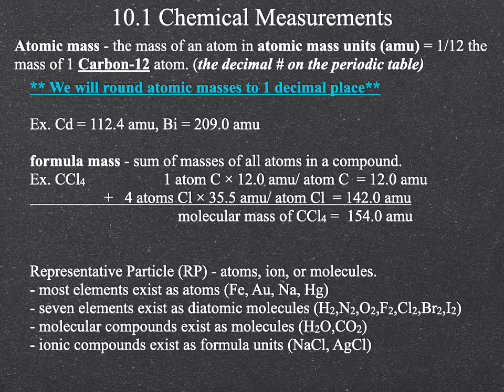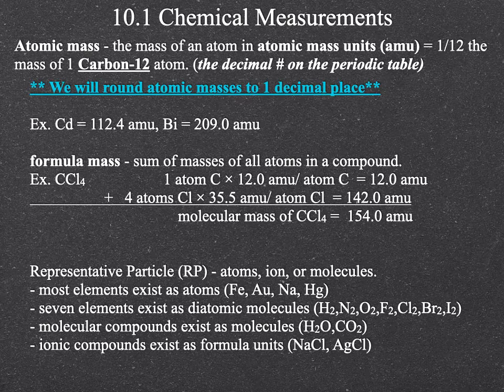Now, when we're talking about formula masses or atomic masses, we're dealing with particles. We call these representative particles, or RPs. A particle would be an atom, an ion, or a molecule, or a formula unit. So below we see examples of each.